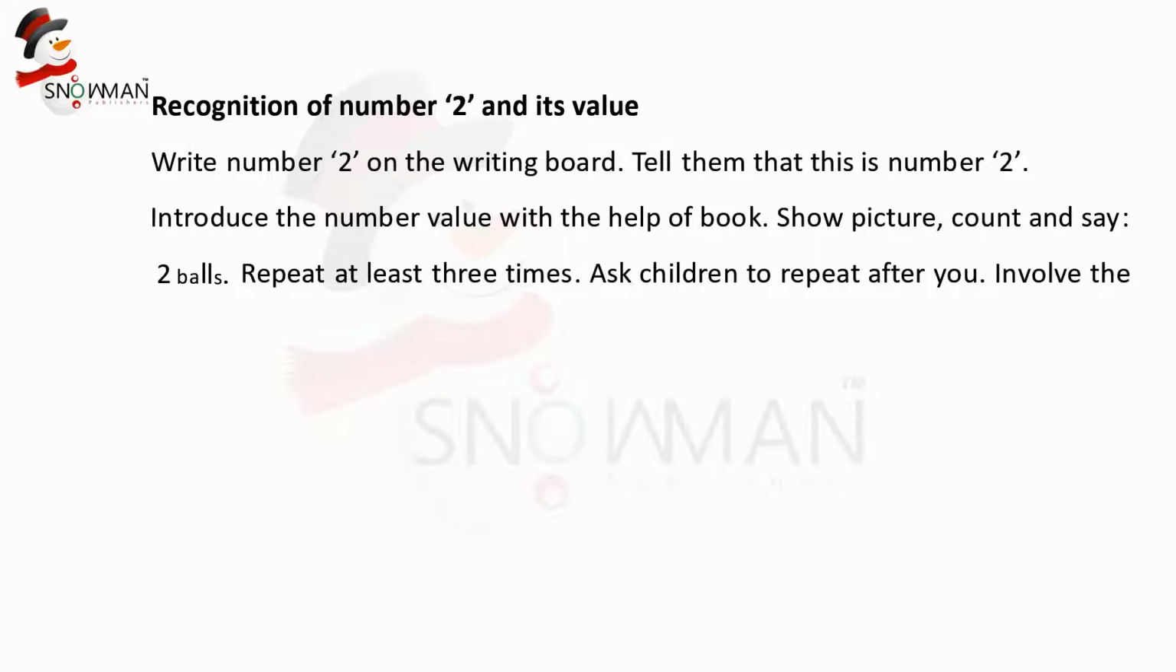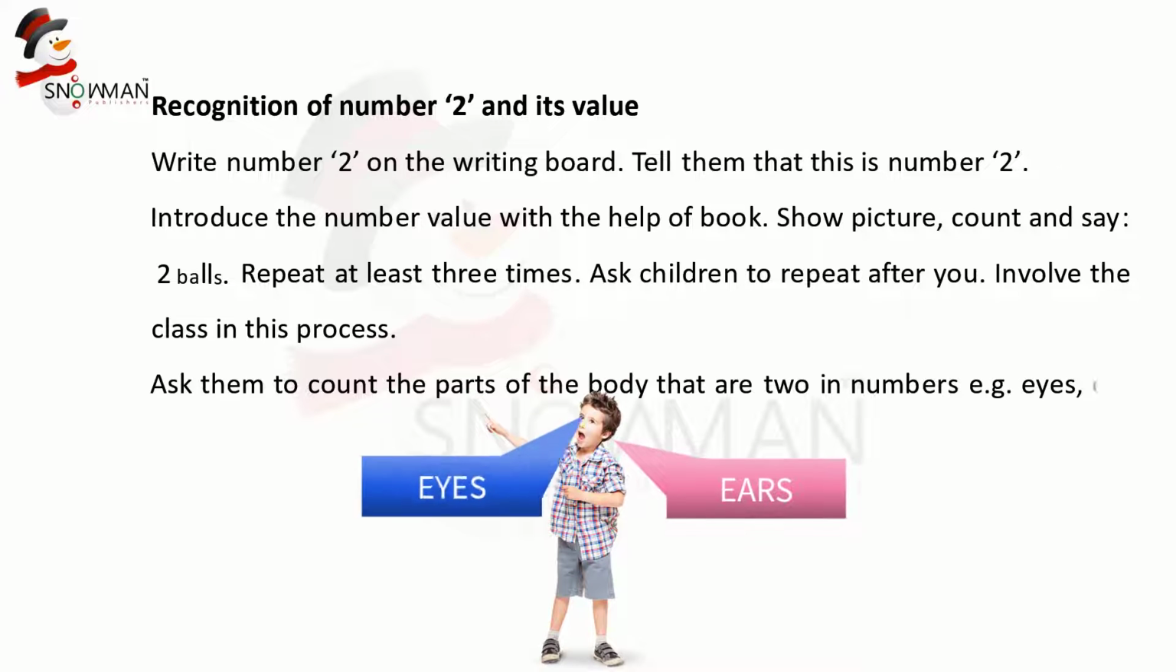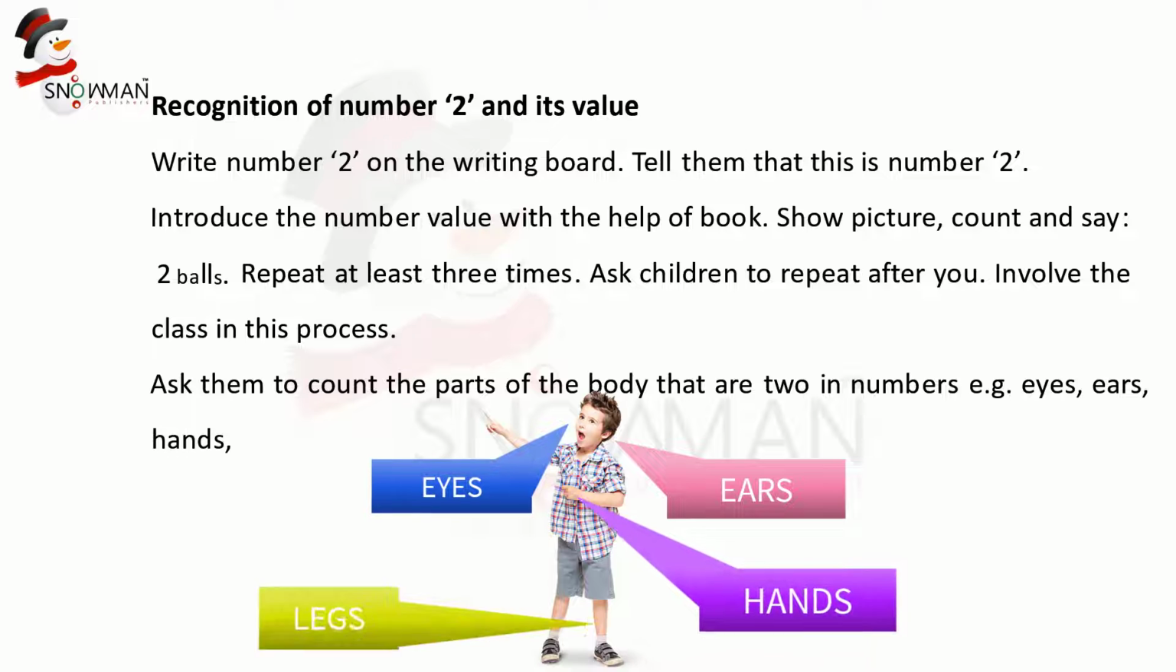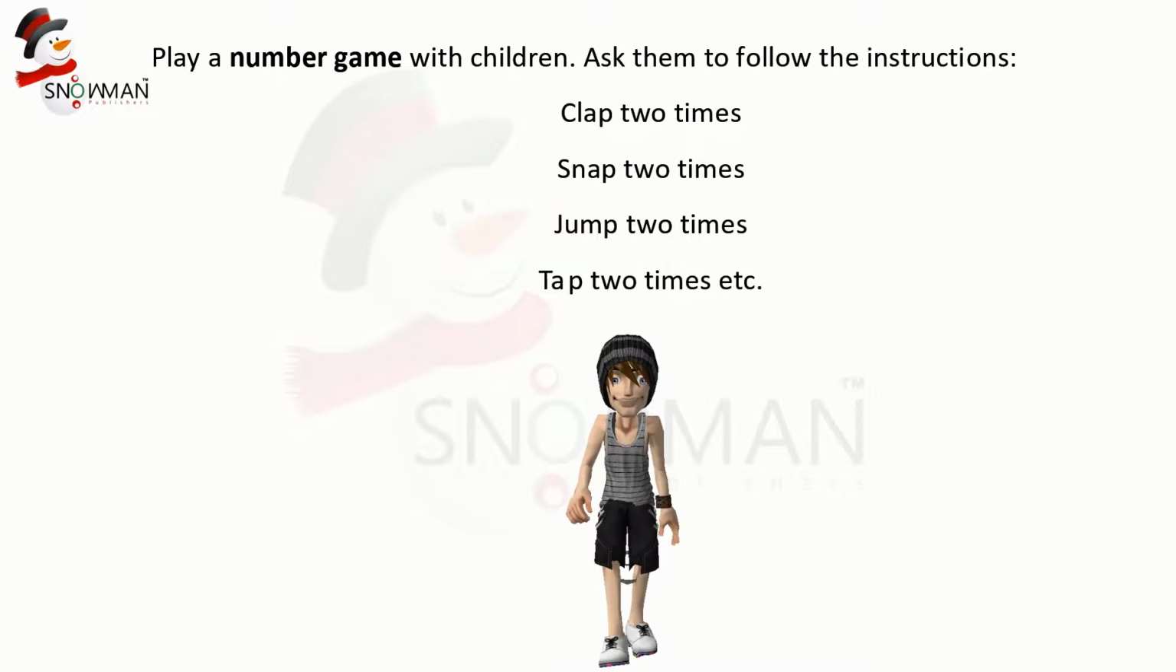Ask them to count the parts of body that are 2 in numbers. For example, ears, eyes, hands, legs, etc. Play a number game with children. Ask them to follow the instructions. Clap 2 times, snap 2 times, jump 2 times, tap 2 times, etc.